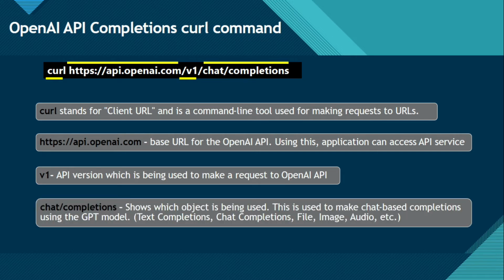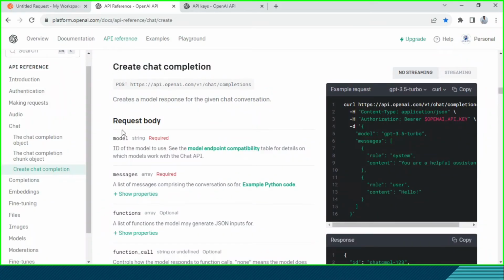Now chat/completions. What is this? This shows which object is being used. This is used to make chat based completions using the GPT model. We have a few other objects, like text completions, chat completions, file objects, image, audio, like audio transcription. We have lots of things. You can learn about these objects in detail from here.